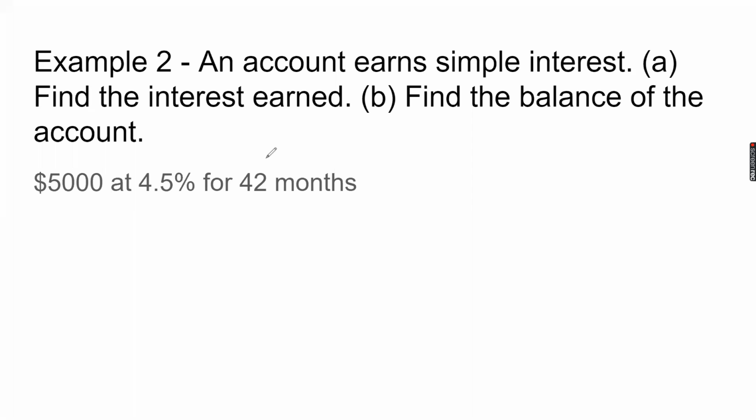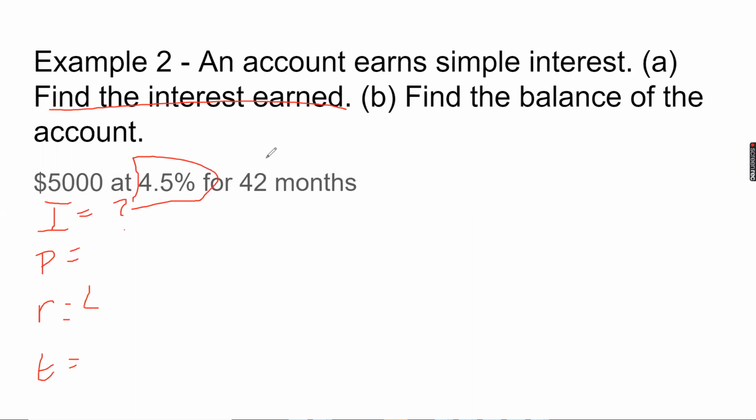So I'm going to help you get started on the I = PRT, on what the variables all are, and then I'm going to have you solve this on your own. So just like before, we're finding the interest earned, so we don't have this number yet. We have to figure that out. The percent goes with our rate, so that's 4.5%. As a decimal, that's 0.045.